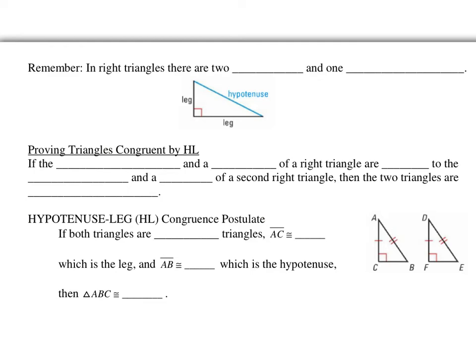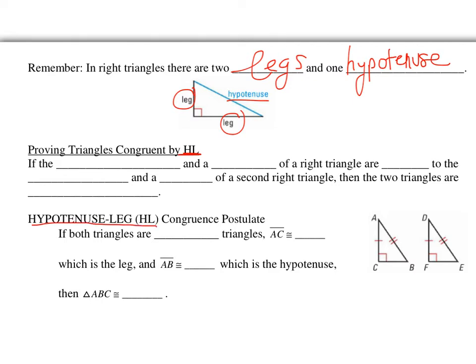So remember, I said that there's 2 congruence postulates that we're going to learn in this video. So the second one is HL, which before we get to that, we need to remember a few things about right triangles. So we remember that there are 2 legs in our right triangle and 1 hypotenuse. So when we are seeing HL, HL stands for hypotenuse leg. So if you notice leg, we have 2 legs possible, so we have to make sure they're the same leg in both of the triangles.